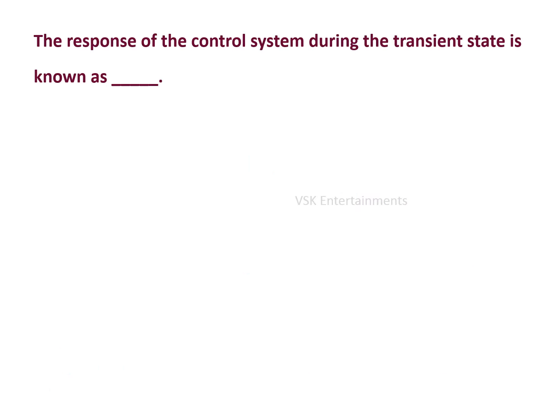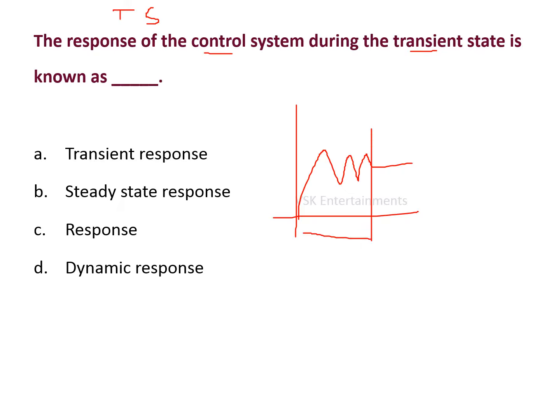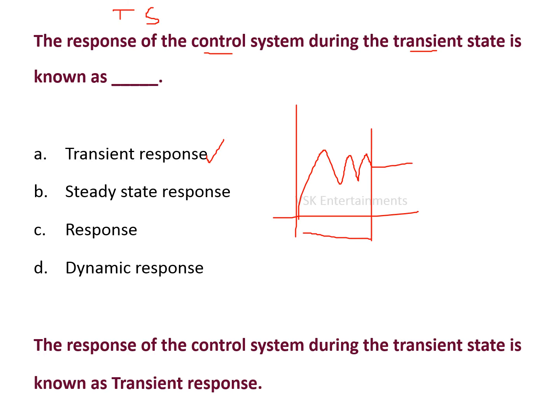Okay, coming to next one, the response of the control system during transient state is known as, options are transient response, steady state response, both, that is response, and dynamic response. If we consider a system, we have two types of responses, transient and steady state response. This period is known as the transient period, and the response during this transient period is known as the transient response. This is a direct bit. The response of the control system during transient state is known as the transient response. So option A is the right answer.